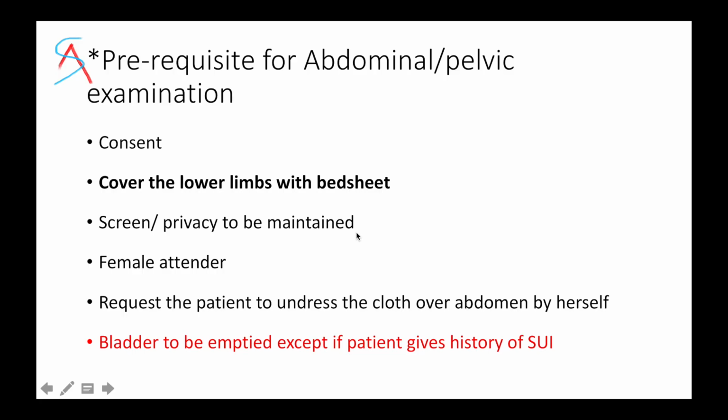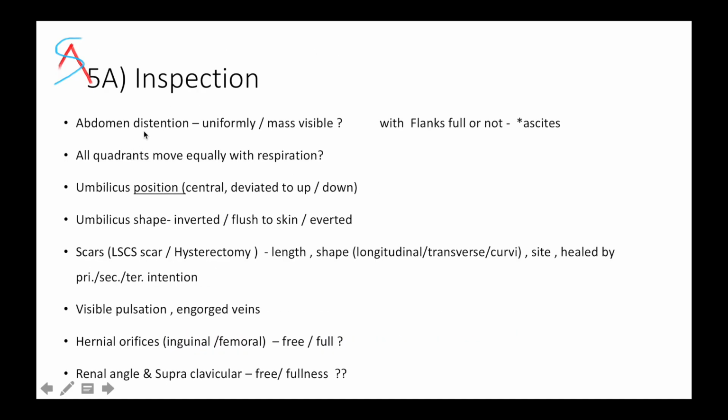So in abdominal examination, the bladder has to be emptied. If the patient gave history of stress urinary incontinence, then you have to first examine her for stress urinary incontinence with a full bladder. Then you have to look whether the abdomen is distended or non-distended or in normal shape. If the abdomen is uniformly distended and flanks are full, it means mostly it is ascites.